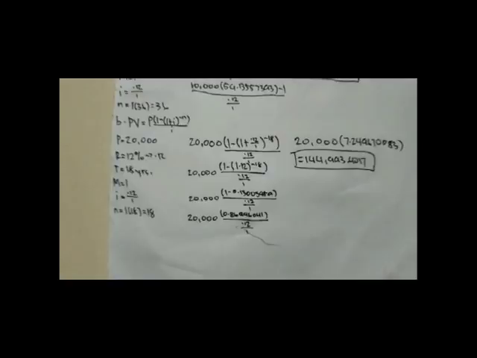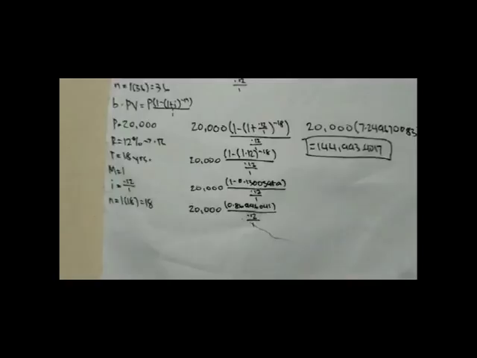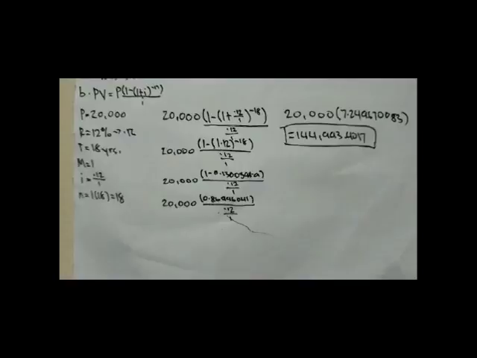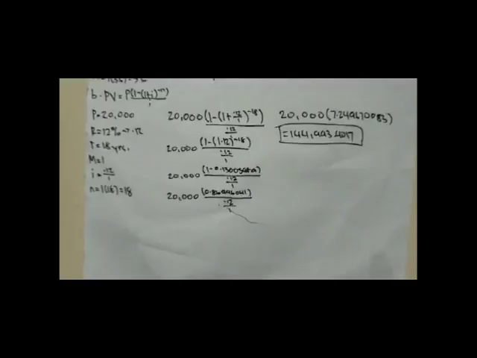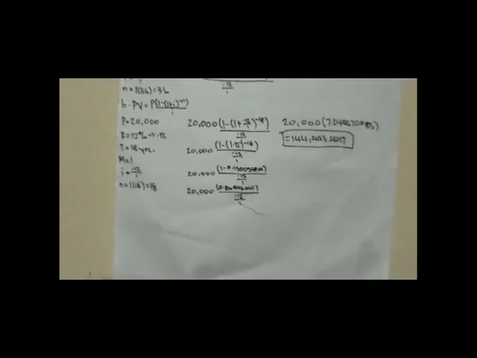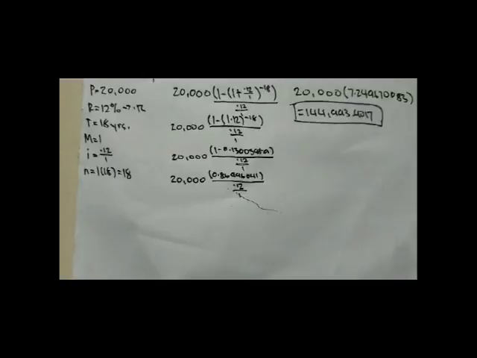First, we are going to add 1 plus 0.12 over 1. If we add that, the answer should be 1.12. Then, we are going to raise it to negative 18, so the answer should be 0.13003959. After that, we are going to subtract it from 1, and the answer will be 0.86996041. After that, we are going to divide it by 0.12 over 1. Then the answer will be 7.24967083. After that, we are going to multiply it by 20,000, and the final answer should be 144,993.4017.